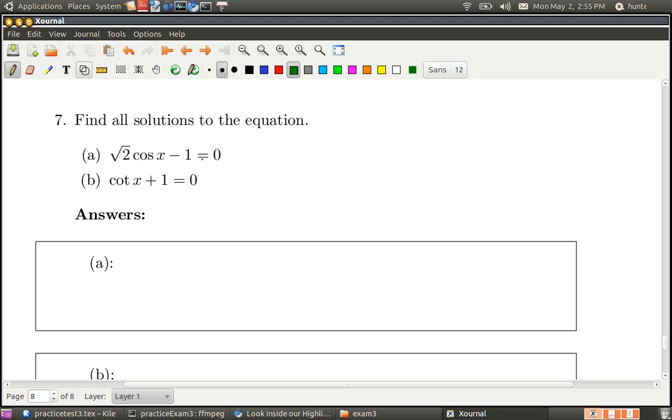And okay, so we haven't done this in class yet, but I'm just going to start with A. I'm going to find all solutions to this equation. And the strategy here is to isolate the trig function. Okay, so isolate the trig. So I want to get cosine by itself. So how can I do that? Well, I can just solve for cosine.